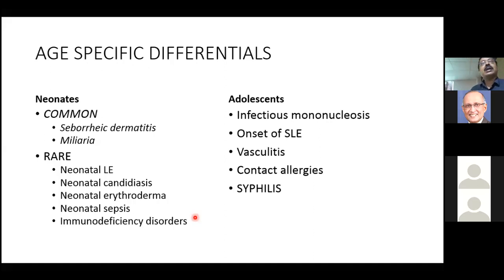Neonatal erythroderma can initially present as just small papules or a sheet of erythema, which might later go on to erythroderma. Sepsis can present with just a maculopapular rash. And of course, immunodeficiency disorders, especially those which are recurrent. Adolescents, when they present with rashes, think of infectious mononucleosis, which is quite common. Onset of LE: a young lady of around 15 to 17 or 20 years of age, adolescent age group, never ever miss the diagnosis of an LE. You can pick it up very early.